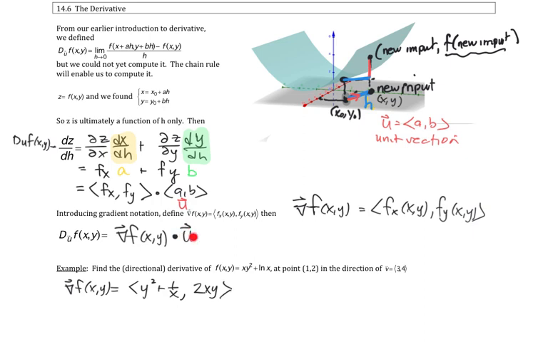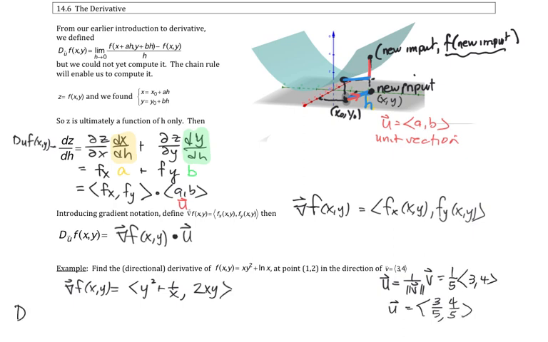We need the unit vector, u. Now be careful here. This is tricky, and this happens a lot. They didn't give us a unit vector here. It said go in the direction of 3, 4, but that's not a unit vector. So we're going to have to find a unit vector here. To turn a vector into a unit vector, you divide by its magnitude. The magnitude of 3, 4 is 5. So u is 3/5, 4/5.